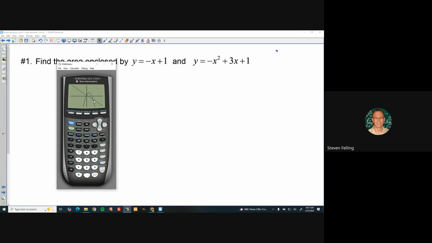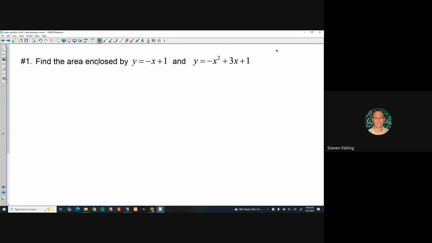And if you want to know where intersections occur, like where this intersection is, you can go second, trace, and then select intersection. You position it in the vicinity of that intersection. You tell it that's the first function curve, enter, second function curve, enter, and then the guess is roughly there, and it'll show that it's at 4, negative 3. So that's one way to find that it's this area right here that we're finding between the function curves. And if you're lucky enough to have this on the calculator portion of the AP exam, that's fine.